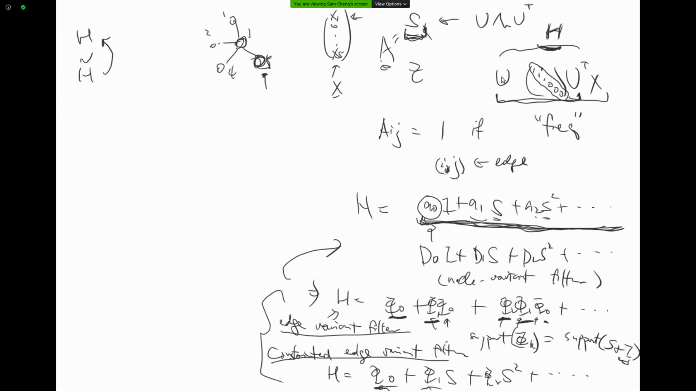Maybe I use a different notation. Say HD is the desired filter response, and I want H to be given by this. So I want to find phi 0, phi 1, and so on and so forth, such that H is close to this HD.